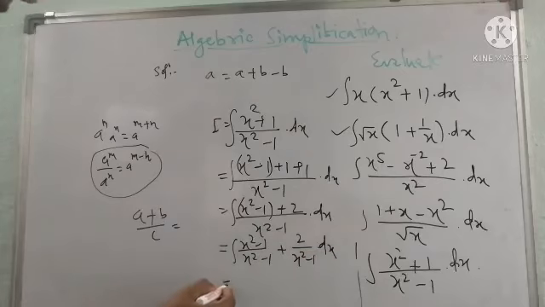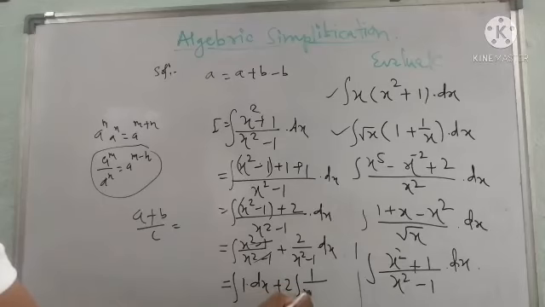Now addition is there, so we can separate the integration. But in the first term x square minus 1 gets cancelled and we get only 1 dx, plus in the second term 2 is a constant, integration of 1 upon x square minus 1 into dx, and finally integration of 1 with respect to x is always x, plus 2 is a constant.